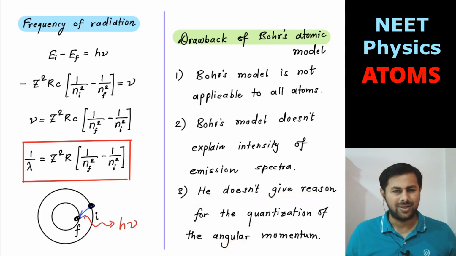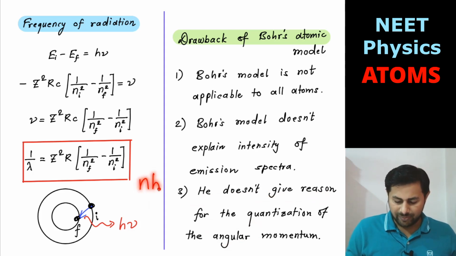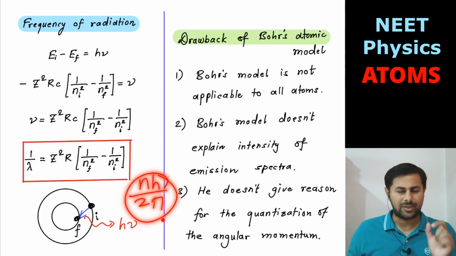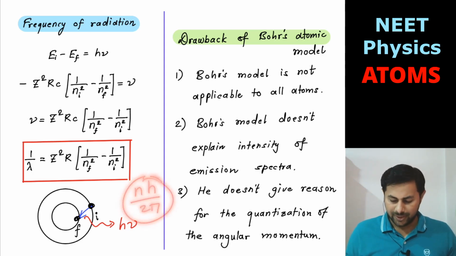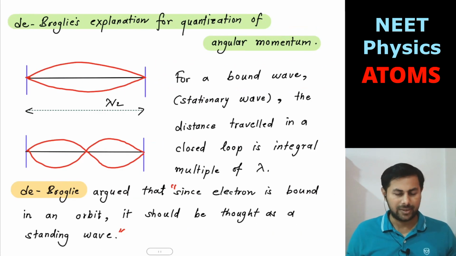And it doesn't give any reason for quantization of angular momentum. We had seen that the angular momentum of an electron in the nth orbit is equal to nh by 2 pi. This is called quantization of angular momentum because it comes in a fixed quantity, n times h by 2 pi, right? But he didn't give any reason for that. So let's see the reason.